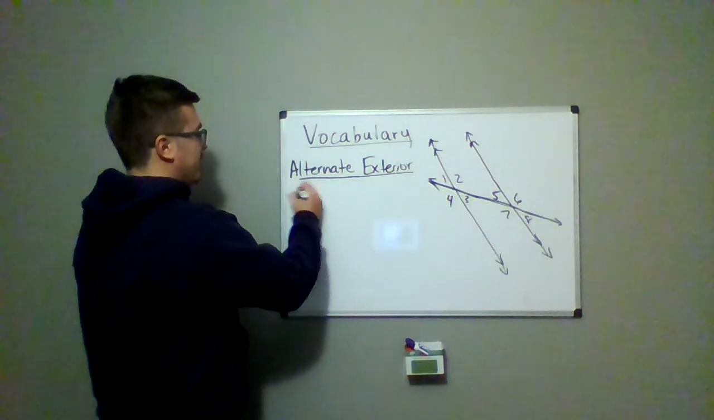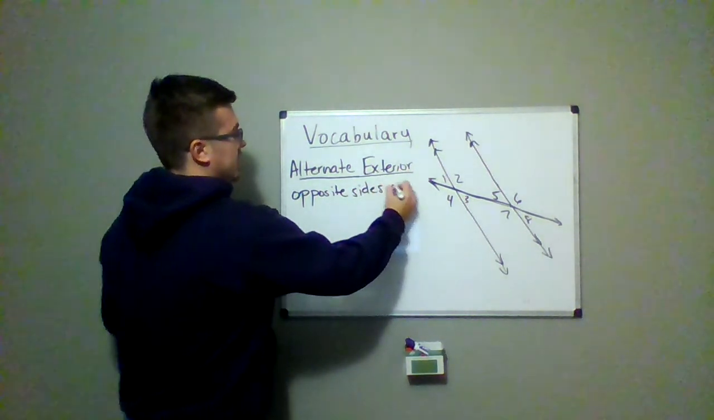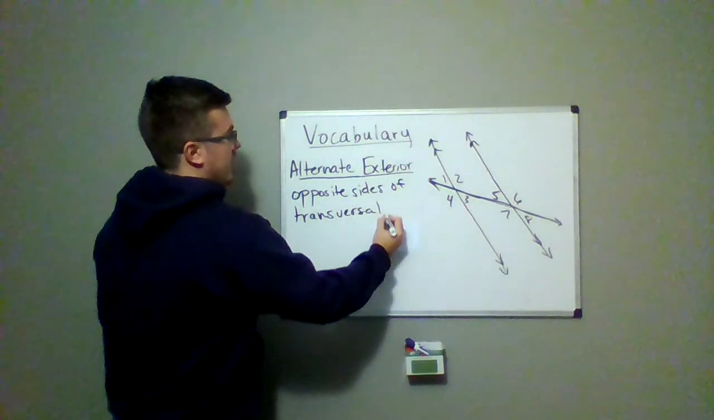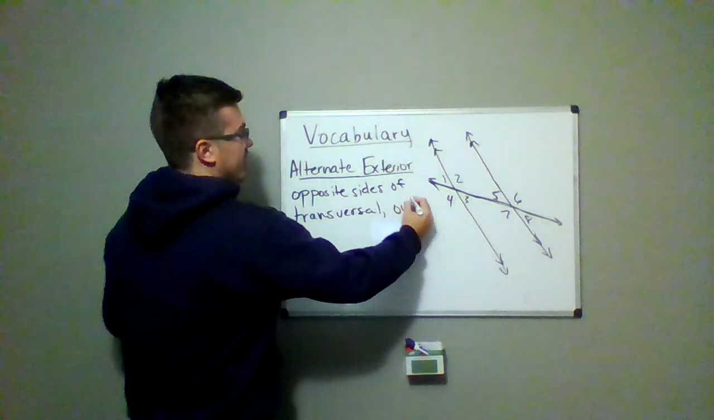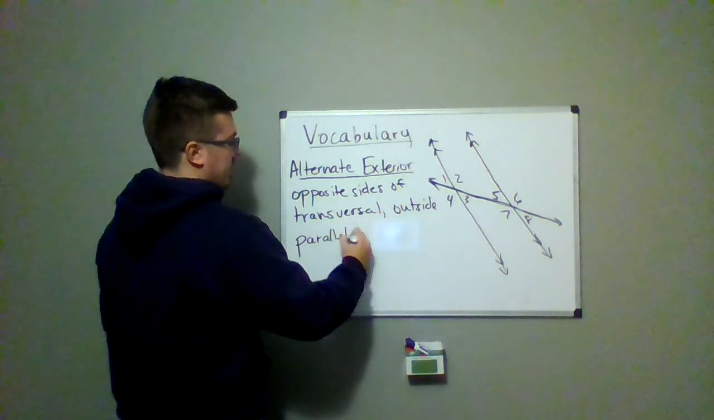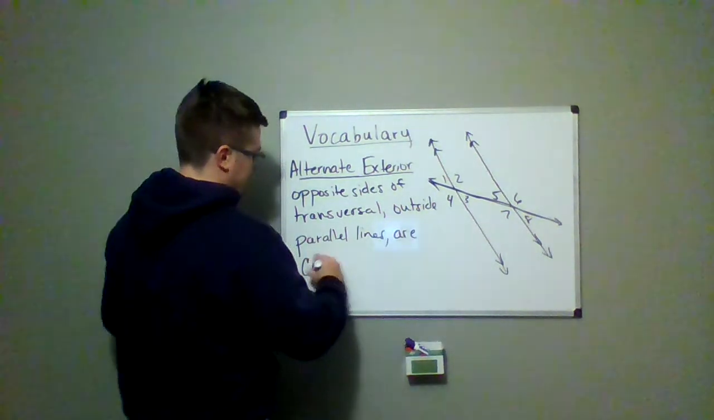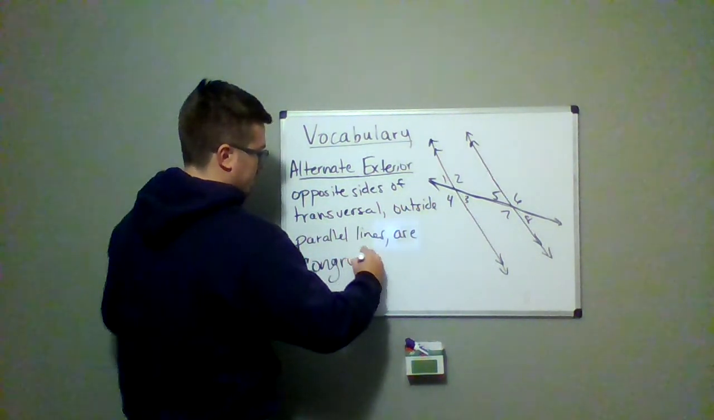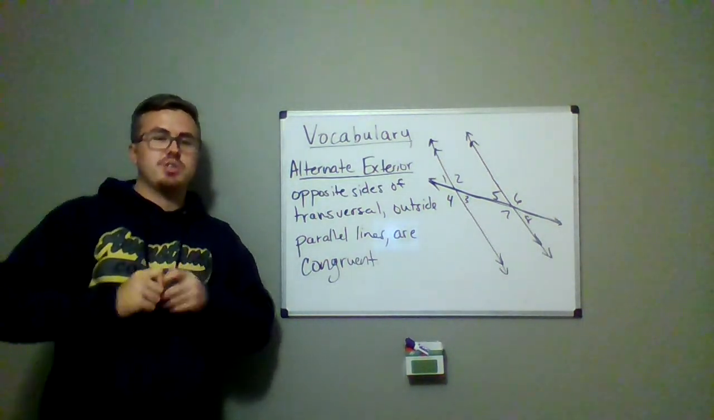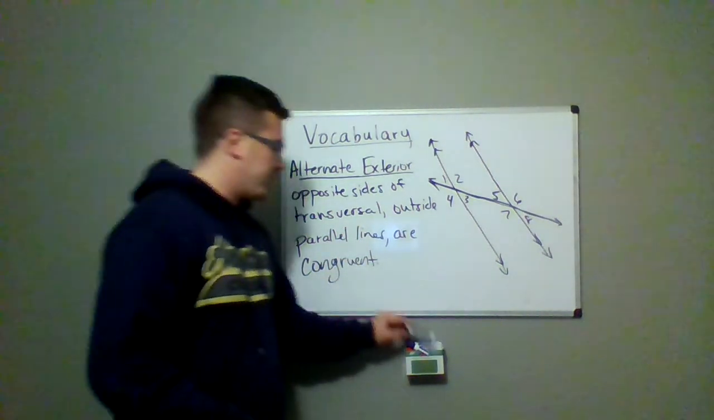So alternate, again, means opposite sides of transversal, outside the parallel lines, and then again are congruent. So those are our three parts to it. They got to be opposite sides of the transversal, outside of the parallel lines, and then they are congruent.